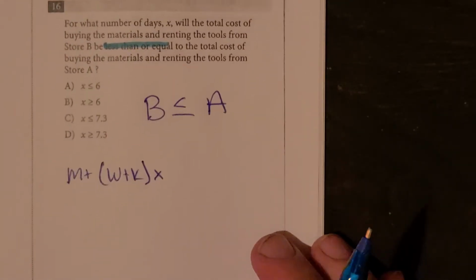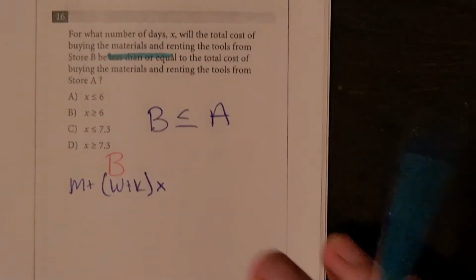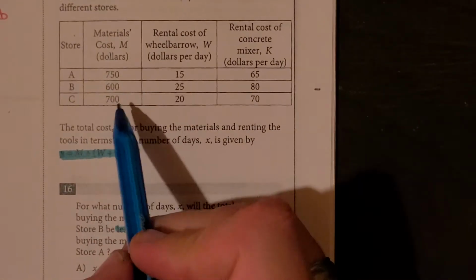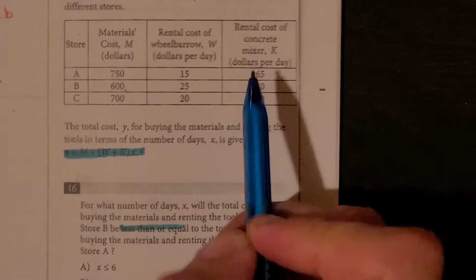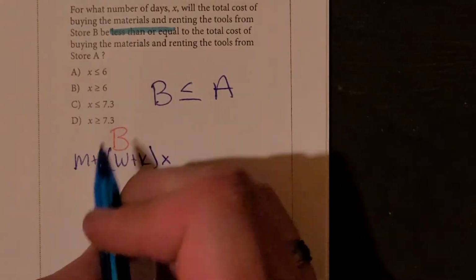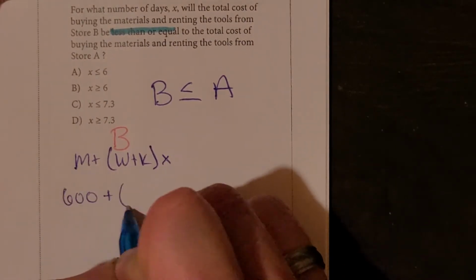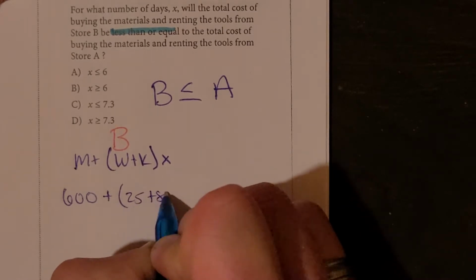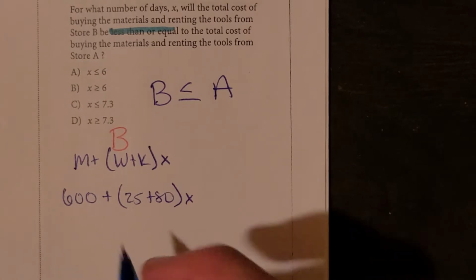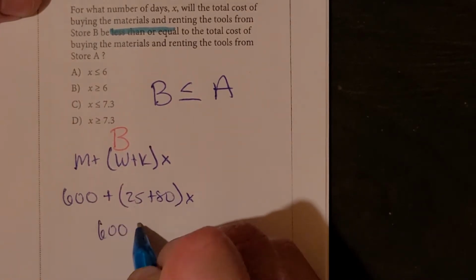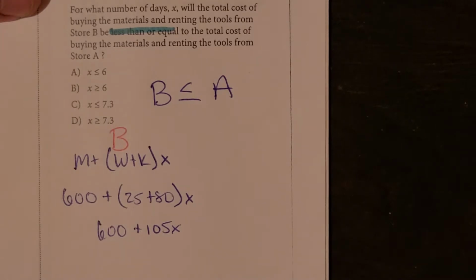All right, so I am going to start off with store B. For B, it looks like M is 600, W is 25, K is 80. I'm just going to plug them in: 600, 25, 80, and then we're trying to solve for X. Let's simplify that really quick. That's 600 plus 105X. So that's store B.